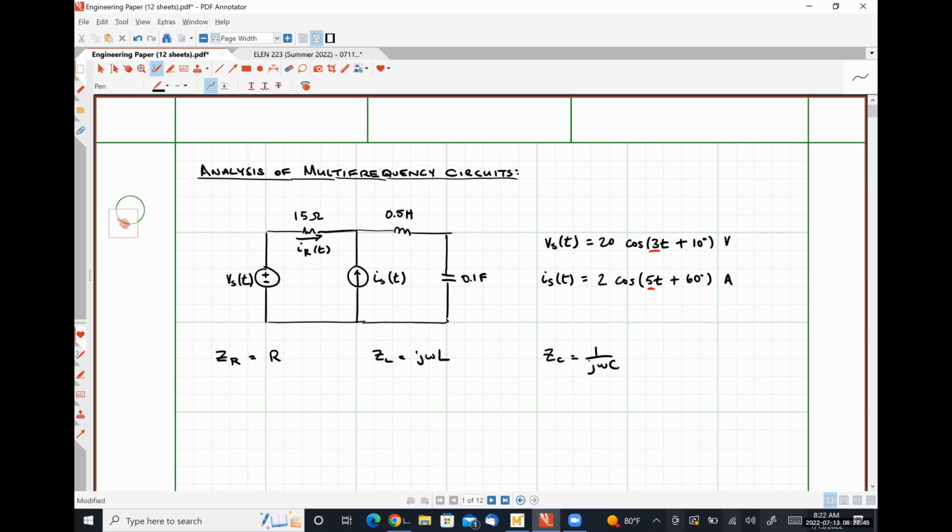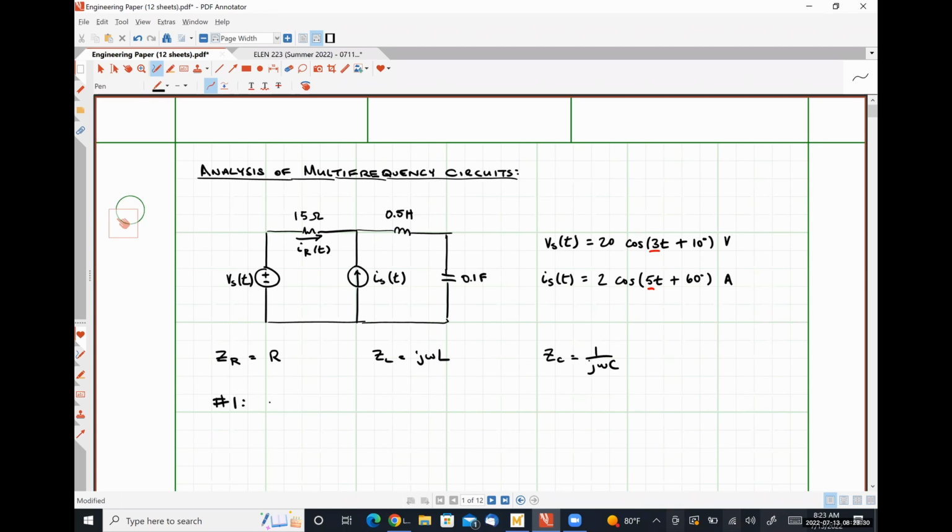So to analyze a multi-frequency circuit like this, we are going to have to employ superposition, but we're going to do superposition effectively at one frequency at a time. So all of our sources that are oscillating at an angular frequency of 3 radians per second we'll handle in one analysis, and then we'll look at the sources that are oscillating at 5 radians per second, and then go from there. If there were more than 2 frequencies, we would have to do more than 2 instances of superposition, okay?